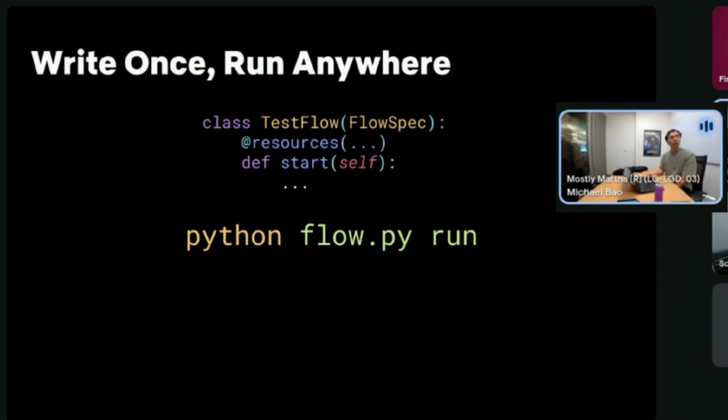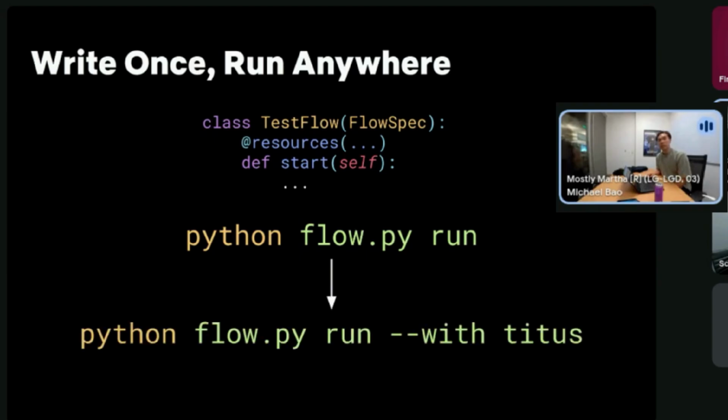Also, the whole premise of being able to write once and run anywhere was really attractive. If all you had to do was write a test flow, put a resources decorator onto one of your steps, and then all of a sudden you can run this flow locally just by doing run, and then you can run it on whatever compute that you want with the decorator spec, and in our case it would be with Titus. And this proposition was really attractive because then we don't have to maintain a separate submission script or anything like that for running these training services.